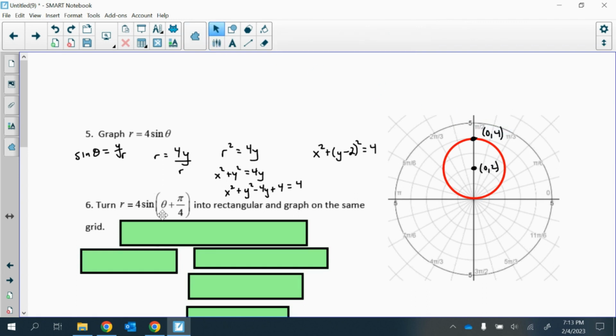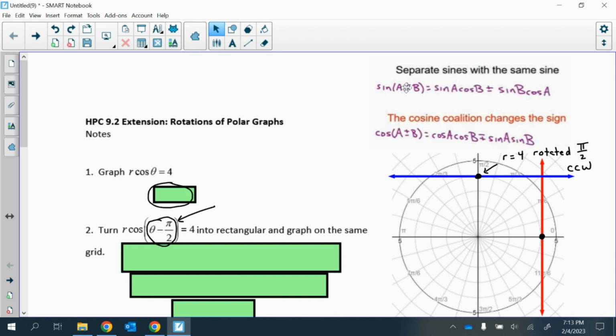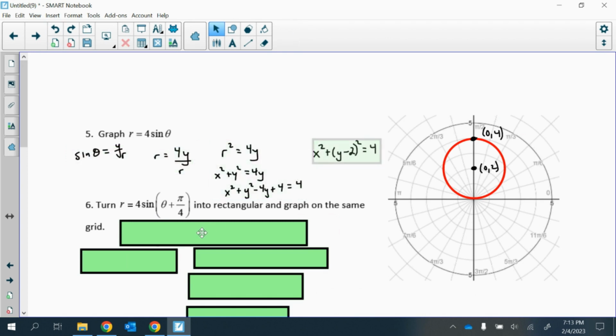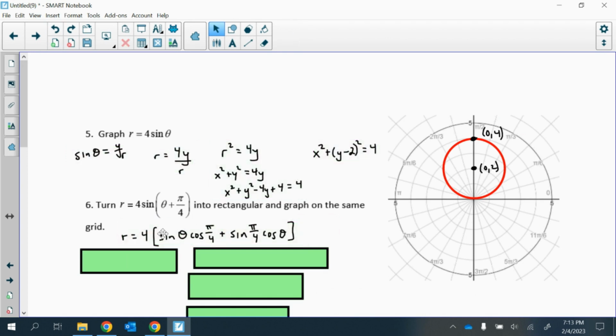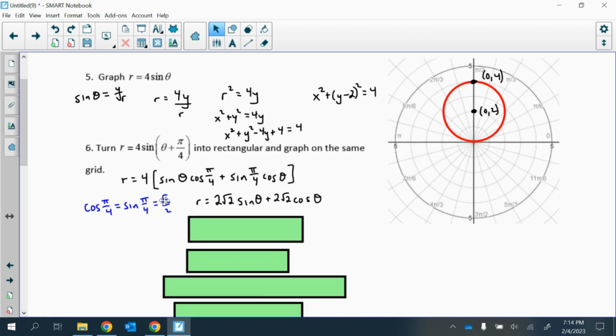Now, we're going to convert this into rectangular and graph on the same grid. So just a reminder that sine of A plus B is sine A cosine B plus sine B cosine A. So I use the separate signs with the same sign formula. Remember that cosine and sine of pi fourths are both the same. It's root 2 over 2. So 4 times root 2 halves is equal to 2 root 2 in both cases.